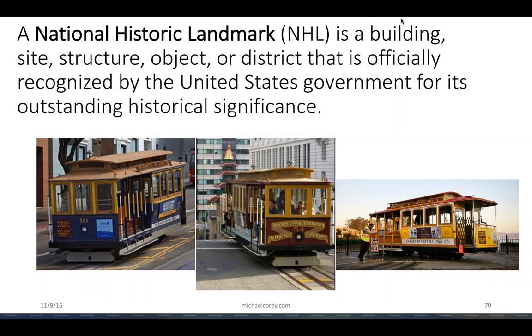The first one is the cable cars. A National Historic Landmark is a building, site, structure, object, or district that is formally recognized by the United States government for its outstanding historical significance. So on the West Coast, it's the cable cars. Now the question is, what is it on the East Coast? It is Old Ironsides, the battleship in Boston, which is still an official battleship for the U.S.